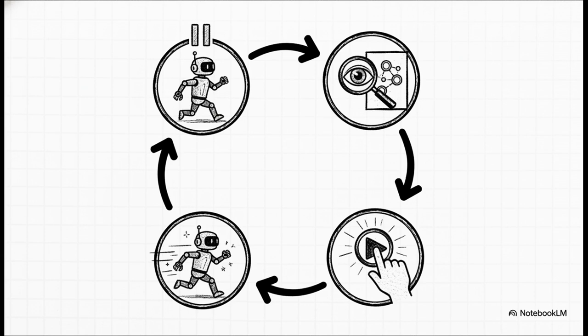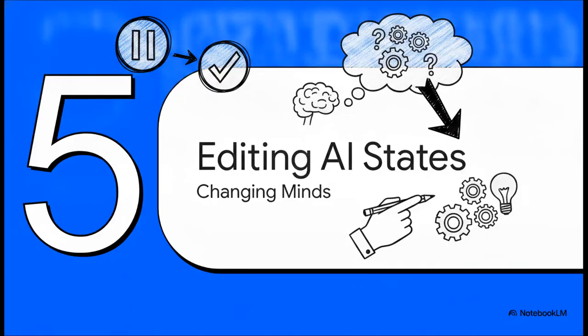Once the human approves, how do we tell the AI to go ahead? We call the stream function again, but we pass None as the input. Passing None is the key signal here. It basically tells the graph, hey, I have no new instructions, just proceed, and the agent resumes execution exactly where it left off. Section 5, Editing AI States.